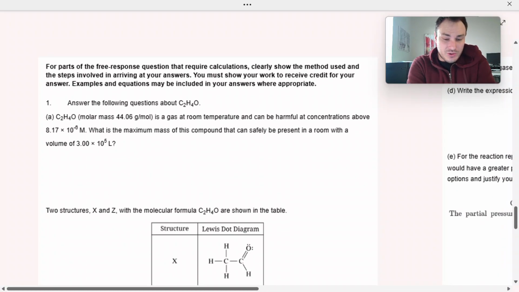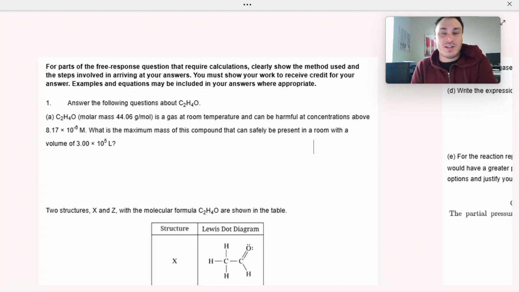Answer the following questions about C2H4O. I almost forgot to read that bolded portion at the beginning that says I have to show work to get credit. Oh, I'm gonna show my work now because it says that you must show work to receive credit. Okay, so this molecule is a gas at room temperature and can be harmful at concentrations above that. What is the maximum mass of this compound that can be safely present in a room with a volume of that? So let's go to moles.